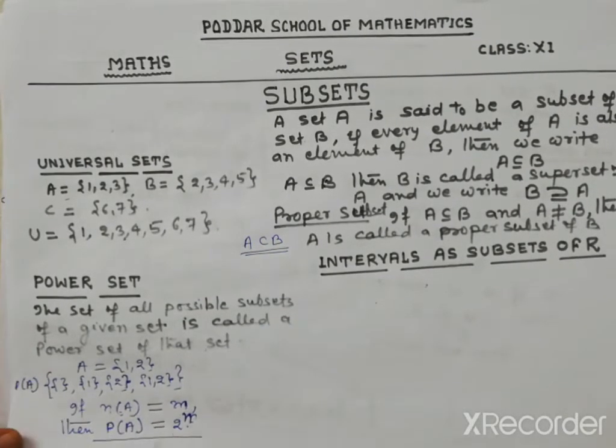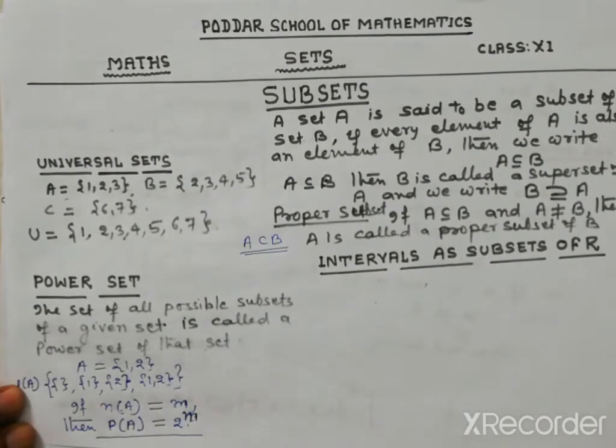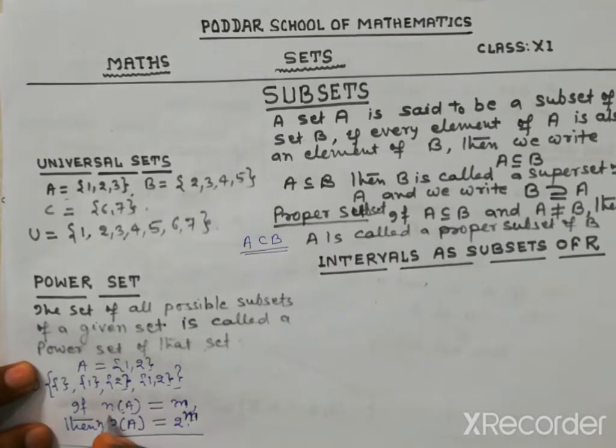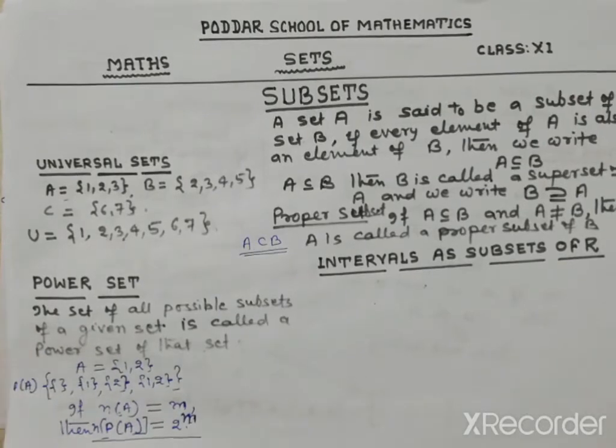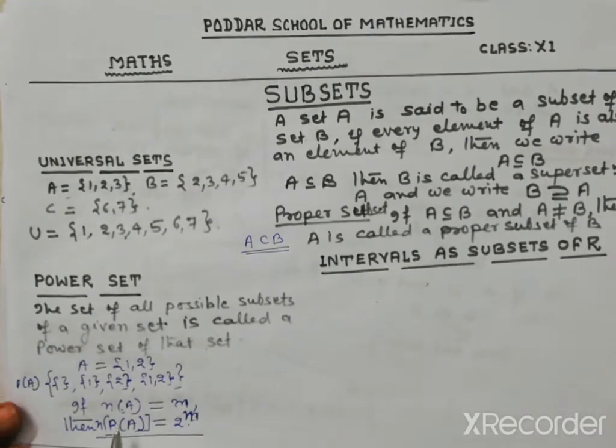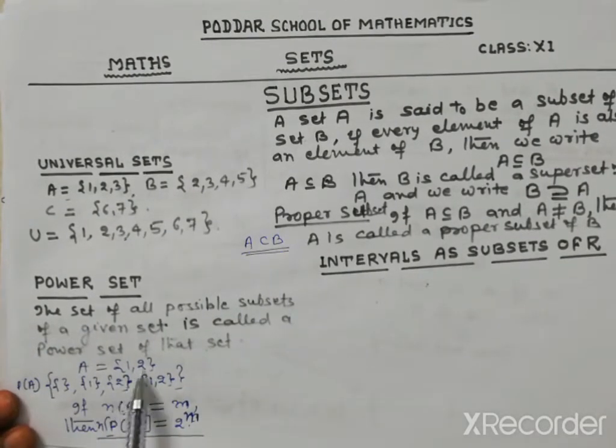If the number of elements in A is equal to m, then the number of elements in the power set of A is equal to 2 to the power m. कहने का मतलब मेरा ये कि अगर A में 2 एलिमेंट्स है तो इसका जो पावर सेट बनेगा वो 2 to the power 2 होगा, because 1 and 2, there are 2 elements, 2 to the power 2, that is 4. So there will be 4 elements in that power set, 1 2 3 4.